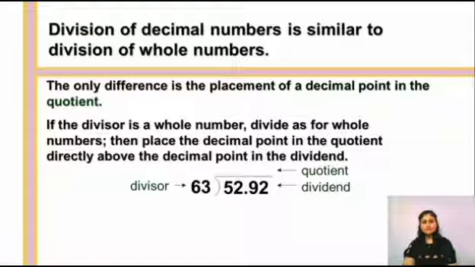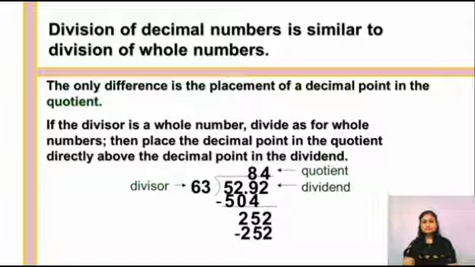For example, 52.92 divided by 63. 63 times 8 is 504. Then we bring 25 down, and 63 goes 4 times, which is 252. Now we have quotient 84, but in the dividend we have 2 decimal places, so we place the decimal point from the right-hand side after 2 digits, so it will be 0.84.